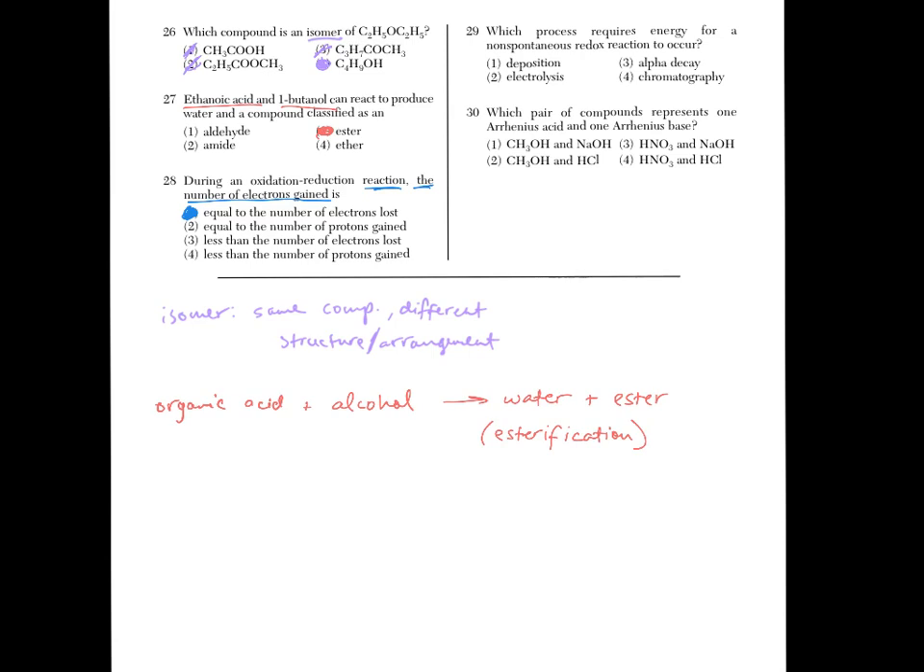Number 29. Which process requires energy for a non-spontaneous redox reaction to occur? So you need energy for this, and that's electrolysis. Electrolysis requires the use of a battery to make the reaction happen. So the electrolytic cell requires a battery.